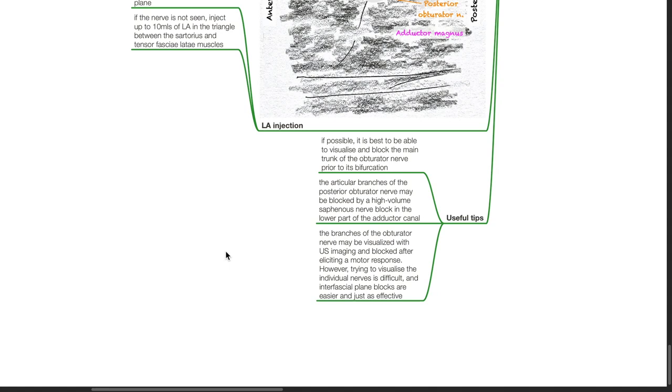The articular branches of the posterior obturator nerve may be blocked by a high-volume saphenous nerve block in the lower part of the adductor canal. The branches of the obturator nerve may be visualized with ultrasound imaging and blocked after eliciting a motor response. However, trying to visualize the individual nerves is difficult, and interfascial plane blocks are easier and just as effective.